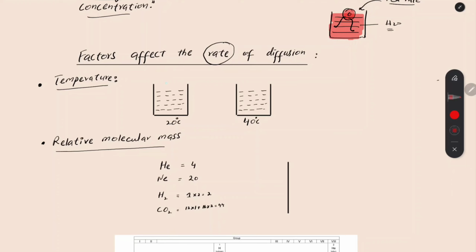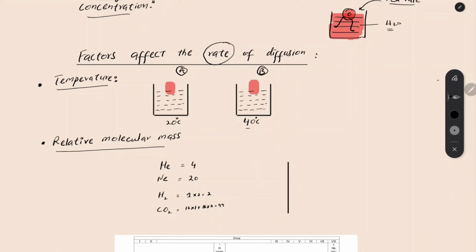Let's suppose I add a drop of red ink into this container, and a drop of red ink with the same amount into this container, right? In which container will this red colored ink diffuse faster? It will diffuse faster at 40 degrees centigrade, in this container, container B, let's suppose. Why? Because we have just learned that at high temperature the kinetic energy of particles will increase and they will move faster. So you can explain it in this way.